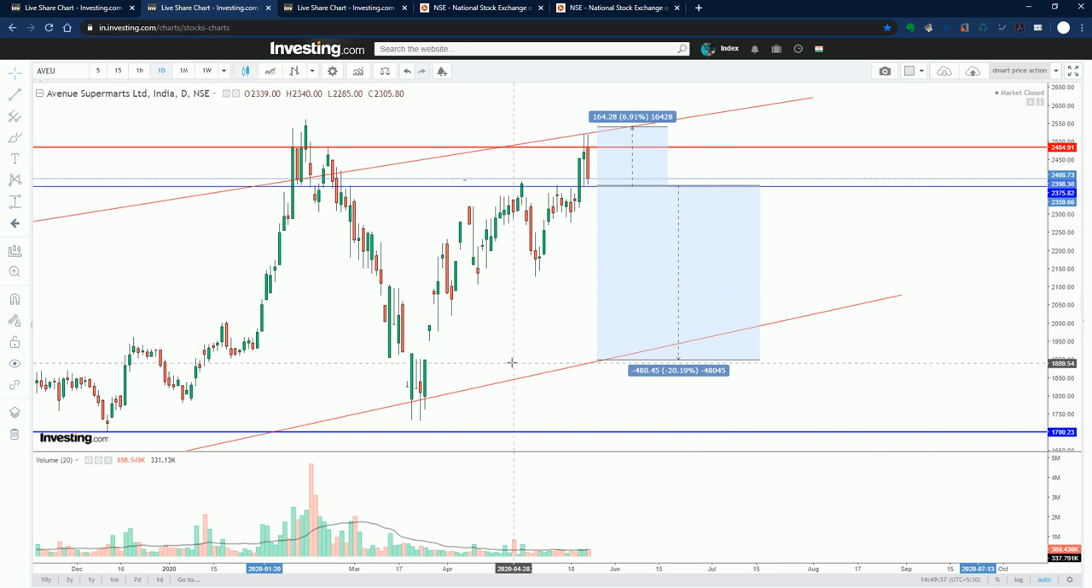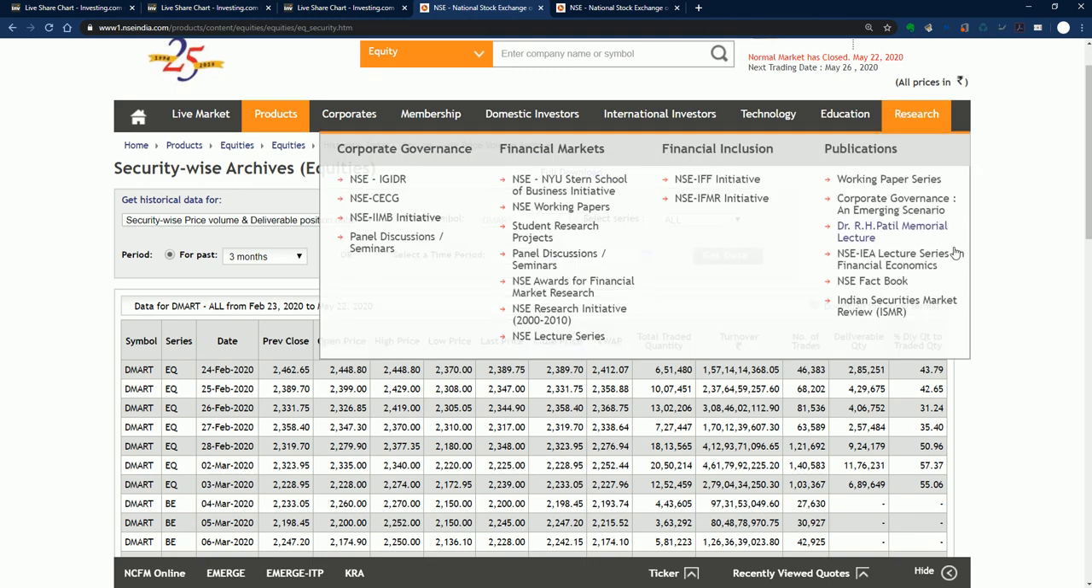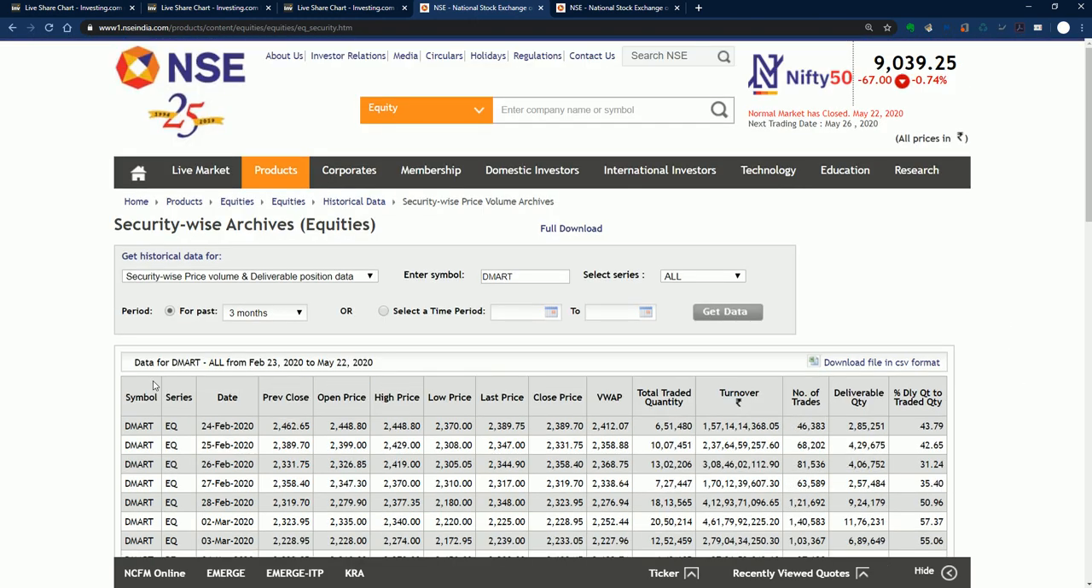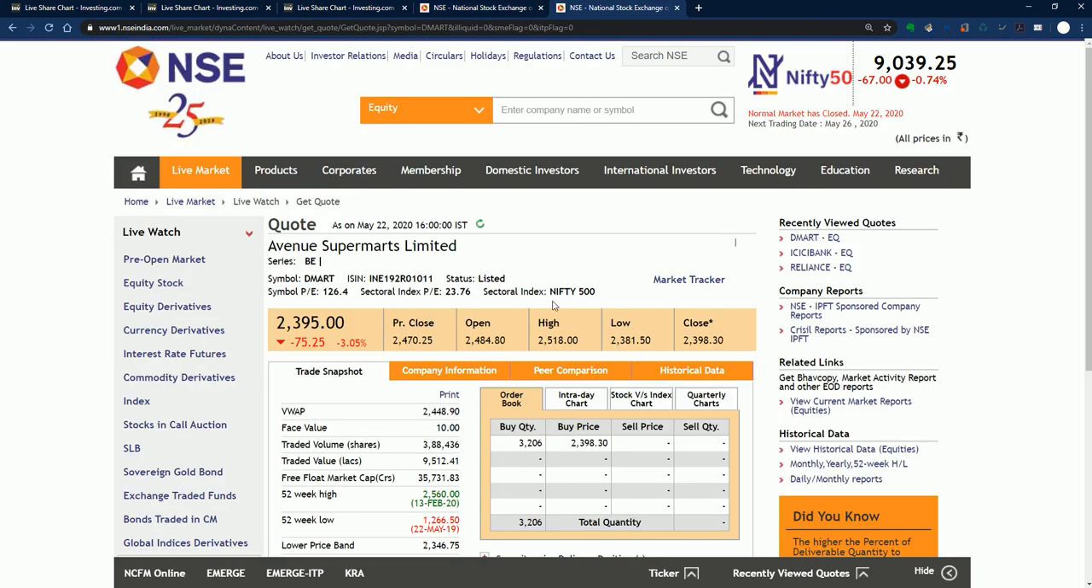We will once again confirm this with the volume also, because volume is the key factor for the up move and other things. I will confirm with the volume also. This stock moved into the trade to trade segment. Here only delivery is allowed. Here we can see that it is in series BE.